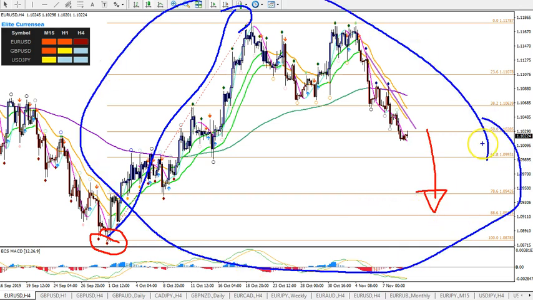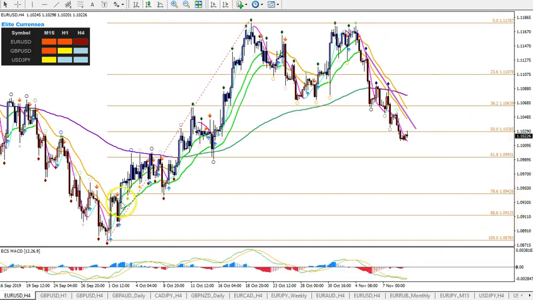Now, because it's retracing within, I think, a wave B, and it has space to, for instance, the 61 or the 78, or maybe even the 88.6 fib. But ultimately, I think this is more of a correction for upside. So let's see if that's correct.